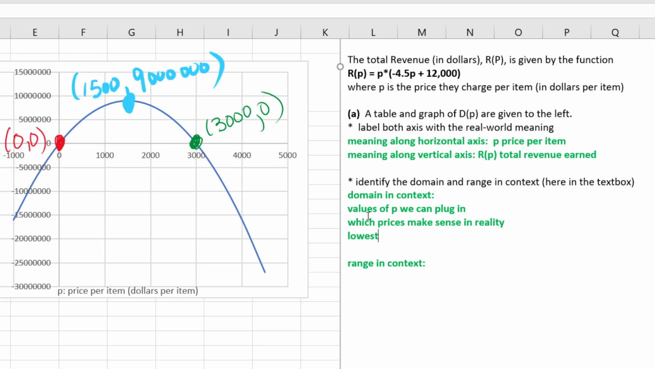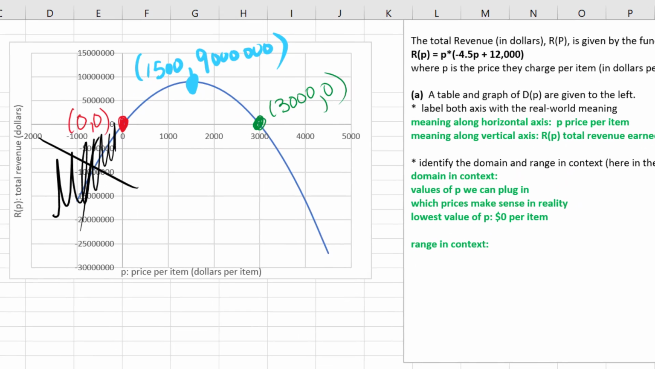So the lowest value of P that makes sense in reality would be $0 per item. You couldn't charge any less than $0 per item. You certainly couldn't charge negative value. So anything below P equals 0 does not make sense in reality. The point 0, 0 is the very first point on the left that we can consider as making sense in reality. Any values below P equals 0 do not make sense in reality. So our domain is going to start at P equals 0.